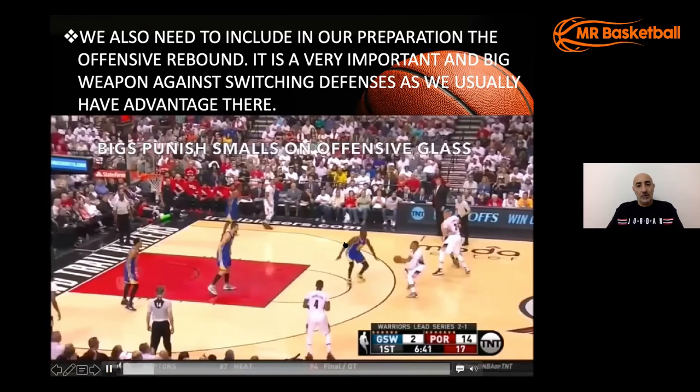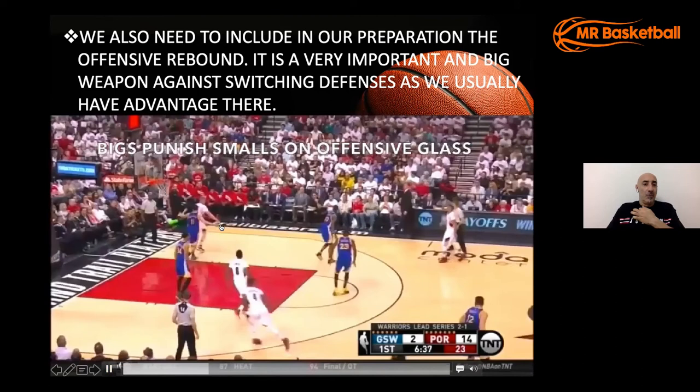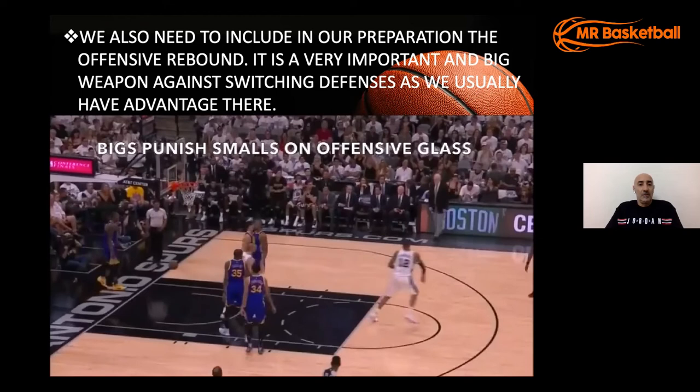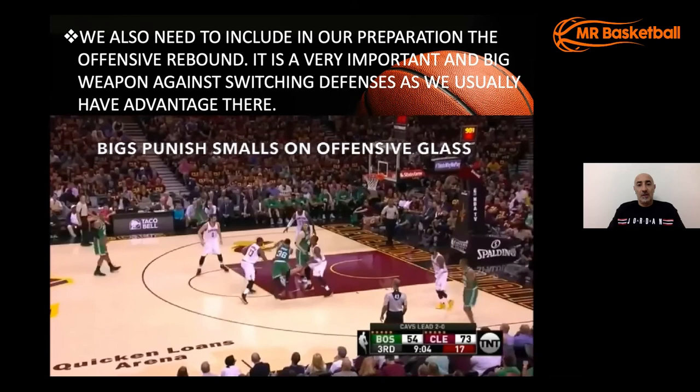So as you can see here, we got a shot, the big guy running on the board, and he punished the small guy, offensive rebound, easy bucket. Again, we had a switch, we have a big guy under the basket against a small, easy rebound, and easy putback. Same switch here, even if we attack, the big guy follows, and you have a putback there.